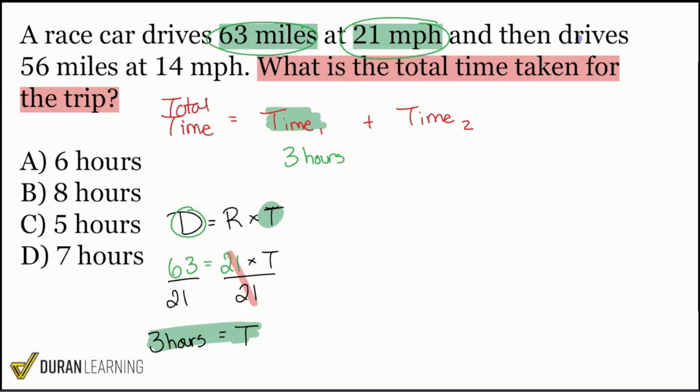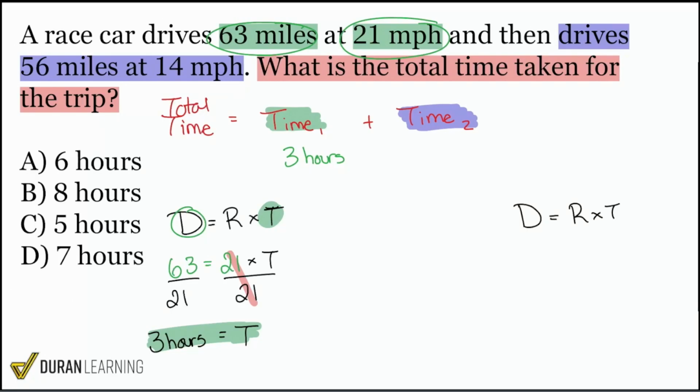Let's highlight that here in blue. Let's find that second time. So if I do that over here, we're going to have distance equals rate times time. And I'm given 56 miles. So that's my distance right here. That's my distance, 56.